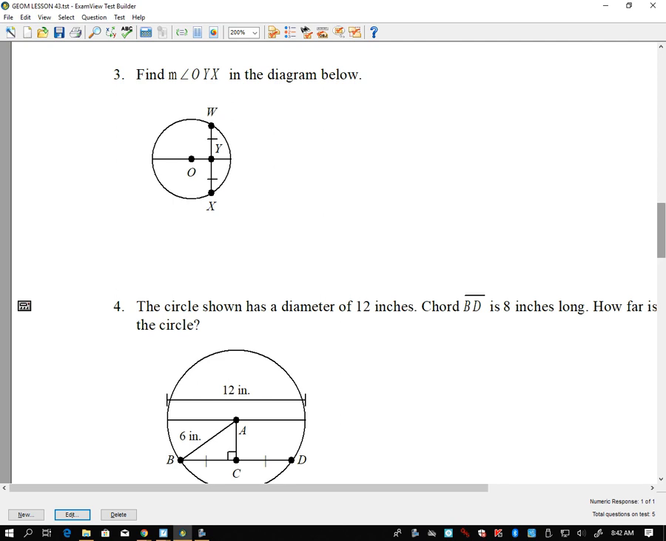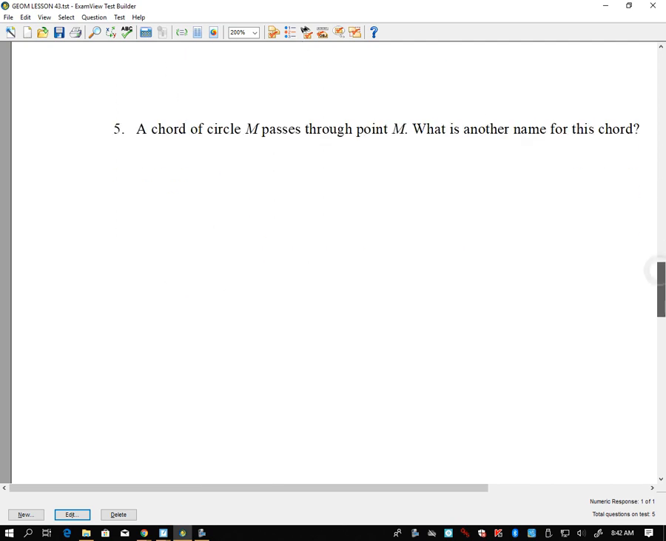All right, so let's take a look at your homework at this point. Unless you see some questions in here that you'd like to go over, we can go over number 4 or 5.